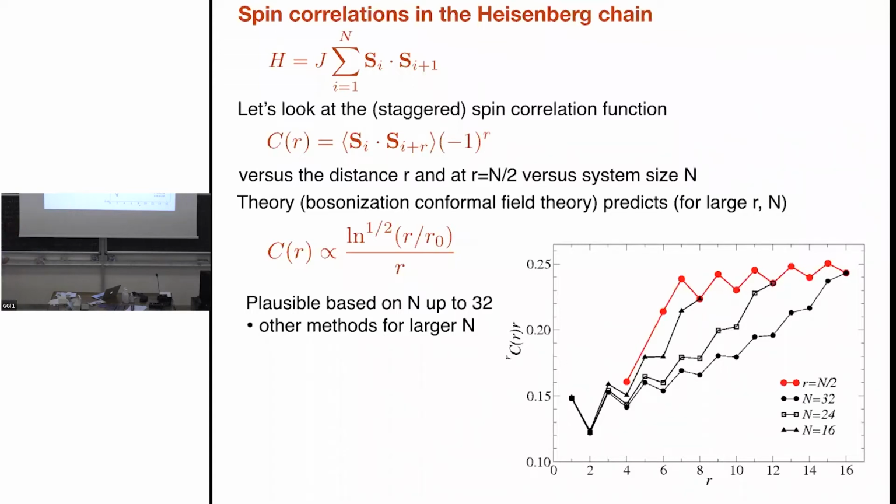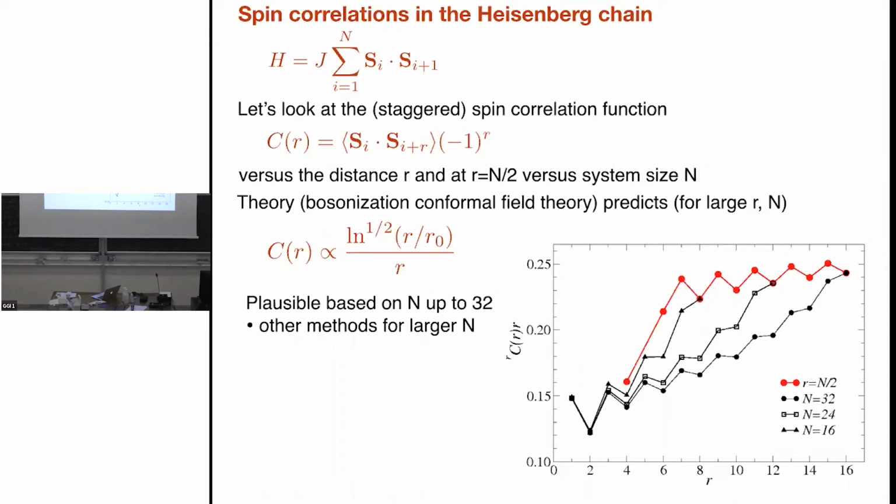So since we expect the dominant decay to be 1 over R, here I have, well, there's some dirt there, but C of R times R. So that should be flat if it's really 1 over R. And you can see it's not quite flat. So these are for different system sizes as a function of the distance, and there are some even-odd oscillations there, which are known. In the lattice, all kinds of things can happen, right?